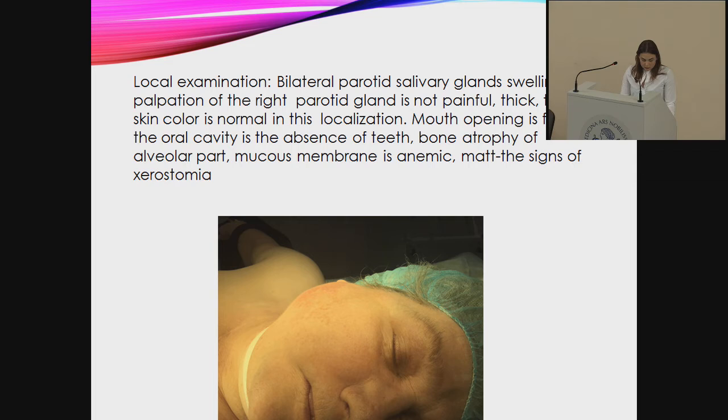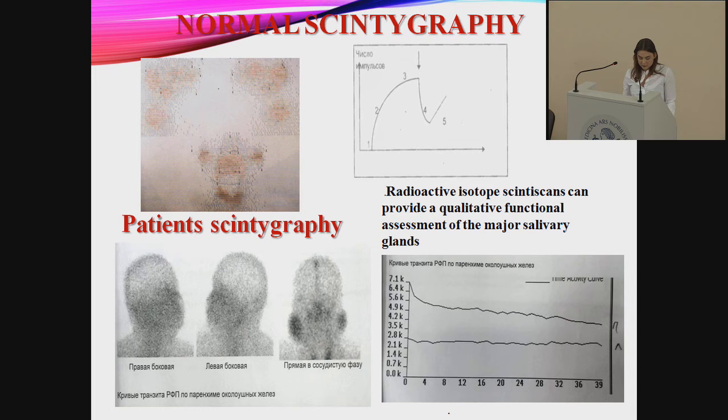As you can see, she didn't have any specific features of the disease. She had bilateral parotid salivary gland swelling. Mouth opening is free. In the oral cavity there is an absence of teeth, bone atrophy of the alveolar part, and the mucous membrane is anemic and matte. These are signs of xerostomia. Normal scintigraphy shows evenly distributed radioactive isotope in the salivary glands.